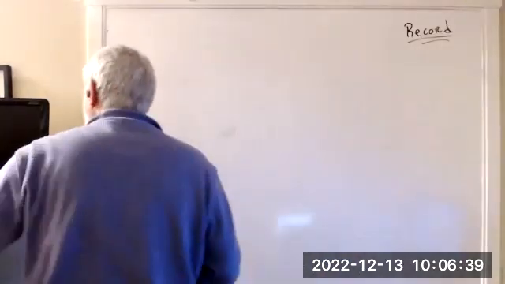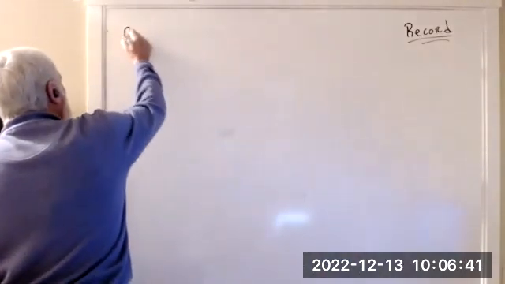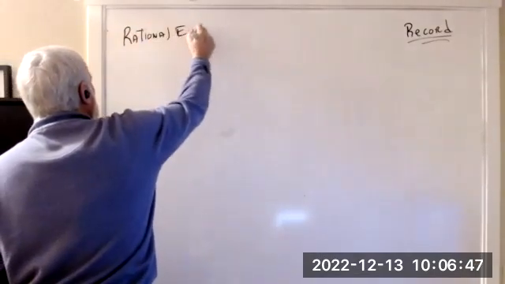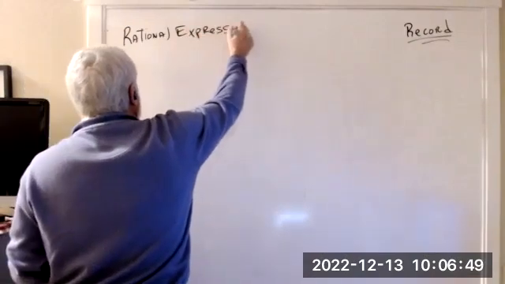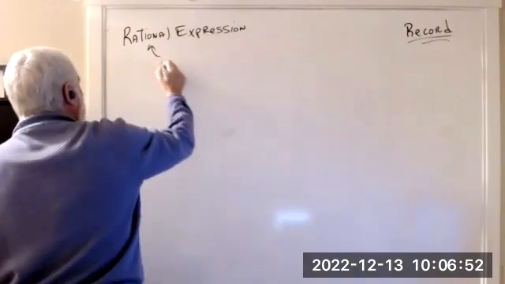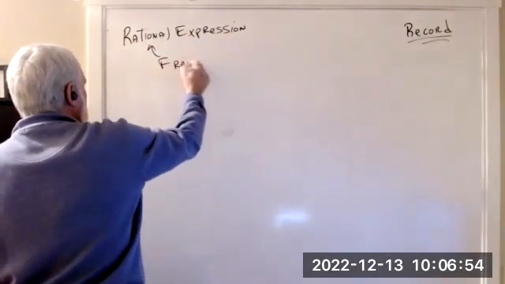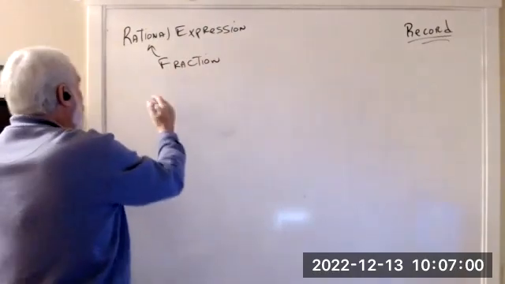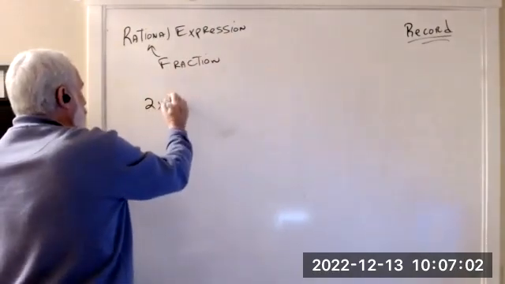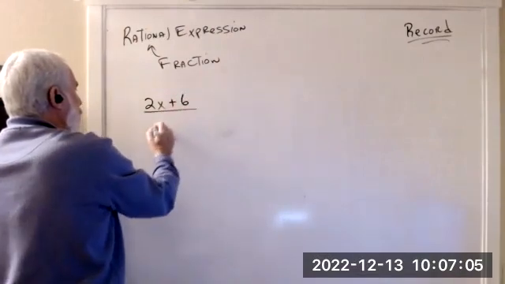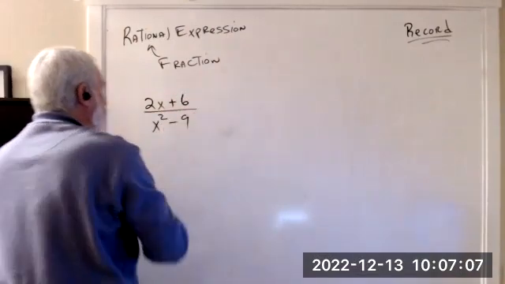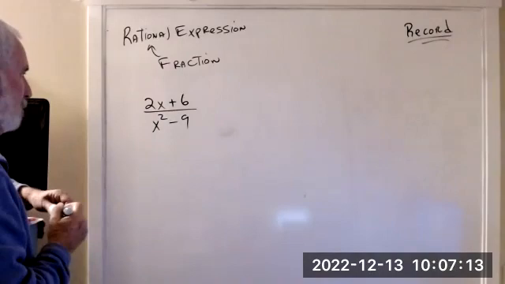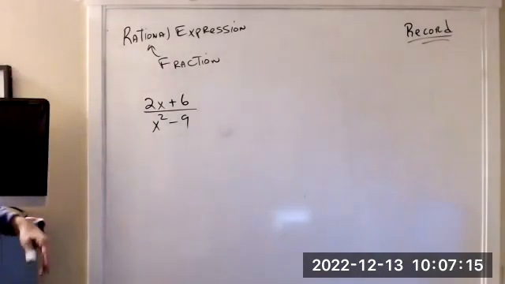Then a rational expression, again, the root word is rational, means fraction. So we had something like this, that would be an example of a rational expression. Okay, and then we did all kinds of stuff with it.